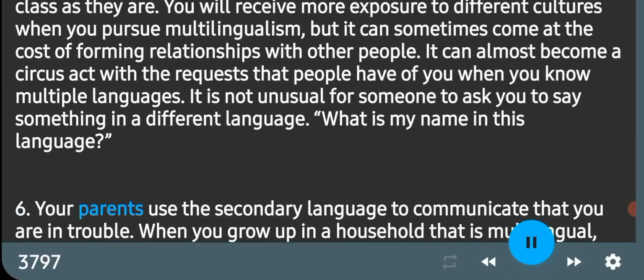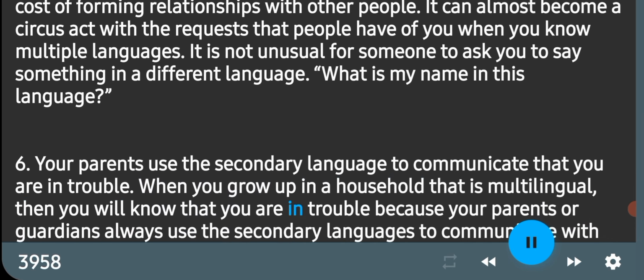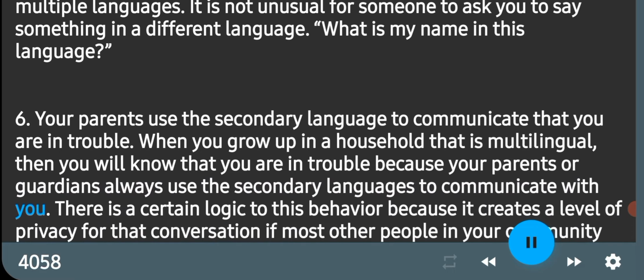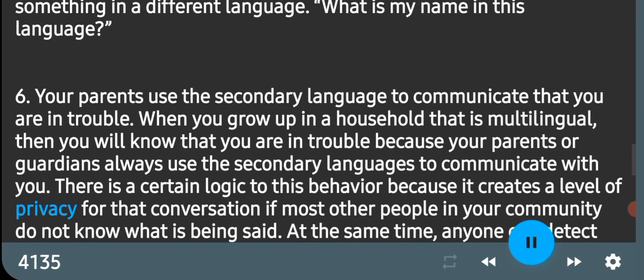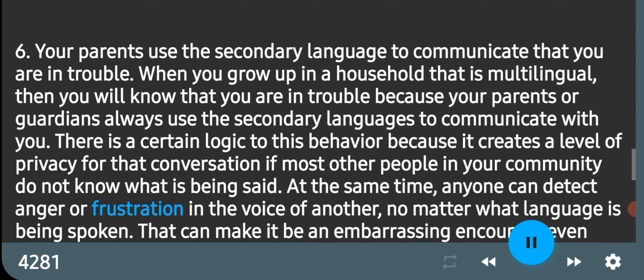6. Your parents use the secondary language to communicate that you are in trouble. When you grow up in a household that is multilingual, then you will know that you are in trouble because your parents or guardians always use the secondary languages to communicate with you. There is a certain logic to this behavior because it creates a level of privacy for that conversation if most other people in your community do not know what is being said. At the same time, anyone can detect anger or frustration in the voice of another, no matter what.